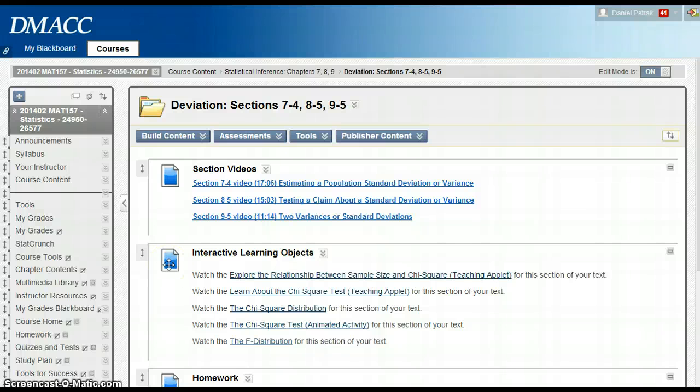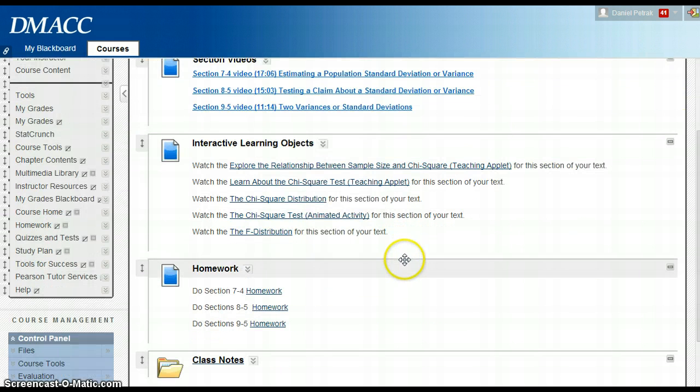This is a short video to help everyone get used to the F distribution and how to do the homework on section 9.5, which is doing a difference between two deviations or variances. And the way I'm going to do this, I'm going to go into a homework problem for section 9.5 and kind of just show how going through it.